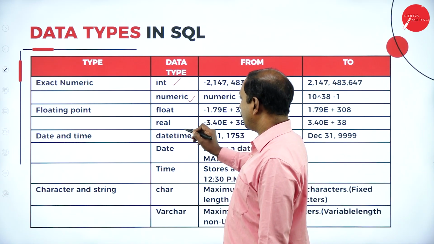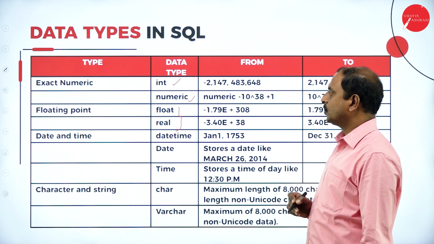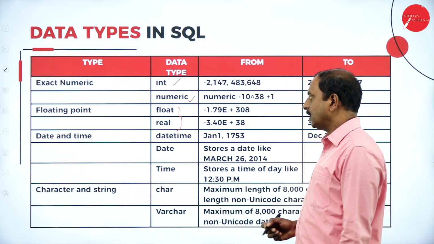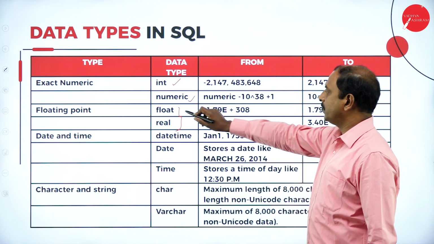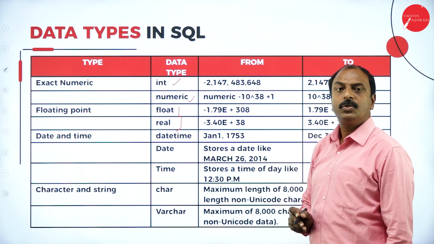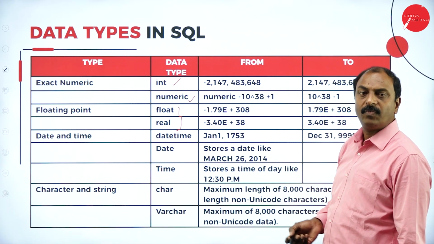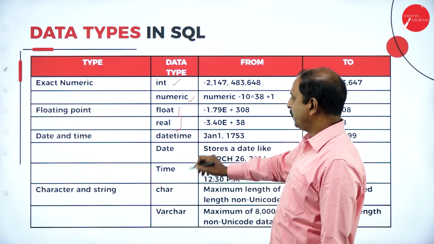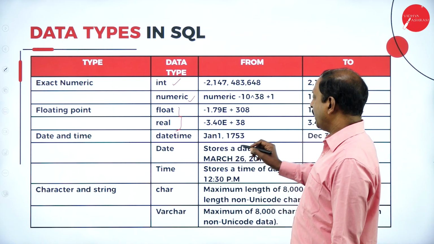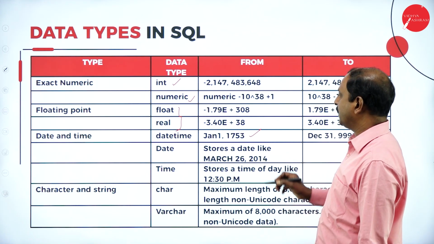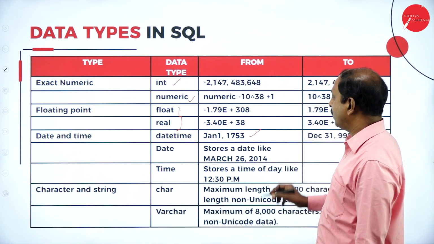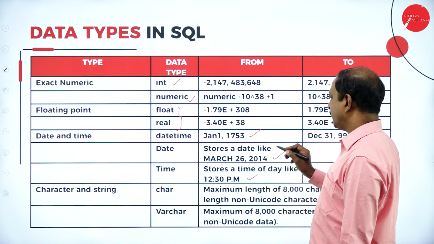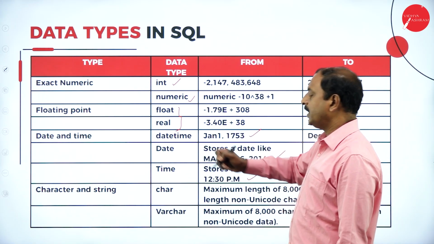And float and real are data types to store floating point constants, or real numbers, or decimal numbers. This is the range of these two data types, float and real. They are used to store decimal values or fractional numbers. Next one is date and time. We have three different data types. One is datetime, which is used to store the date in this format. Date stores the date, and time stores the time. So these are the date and time data types.